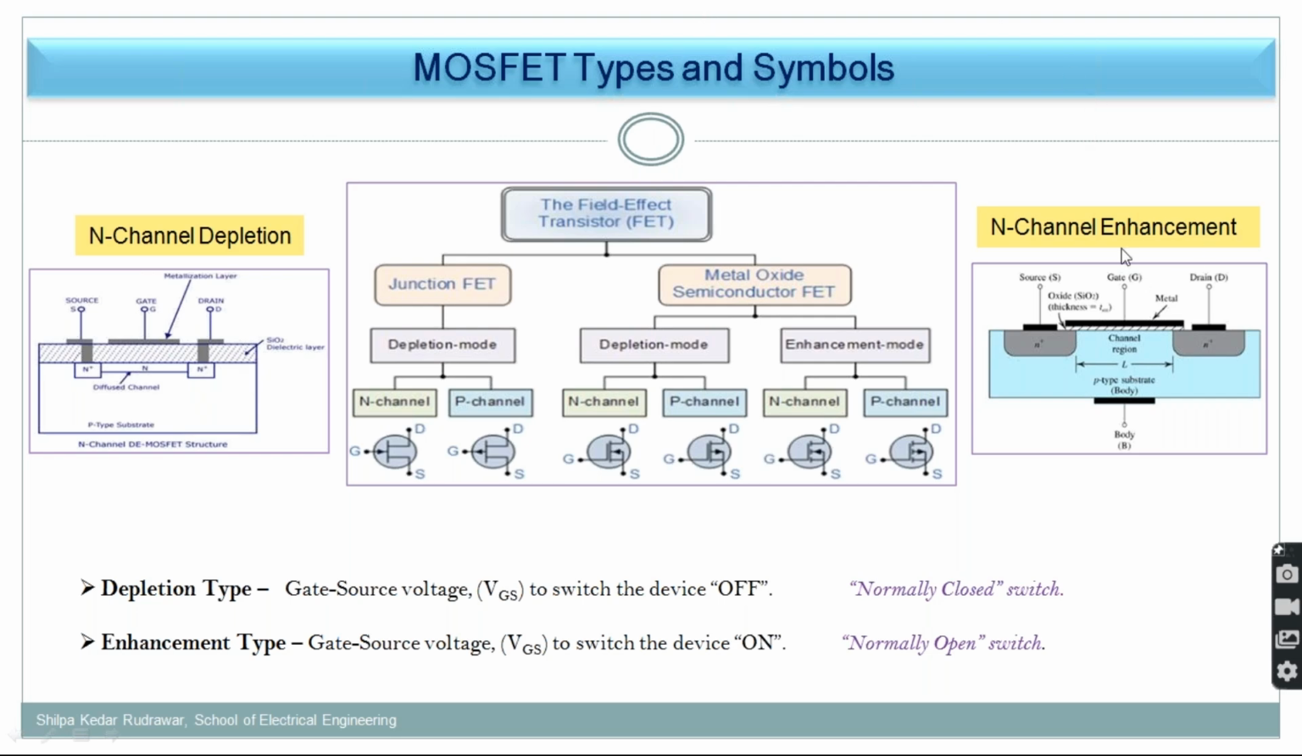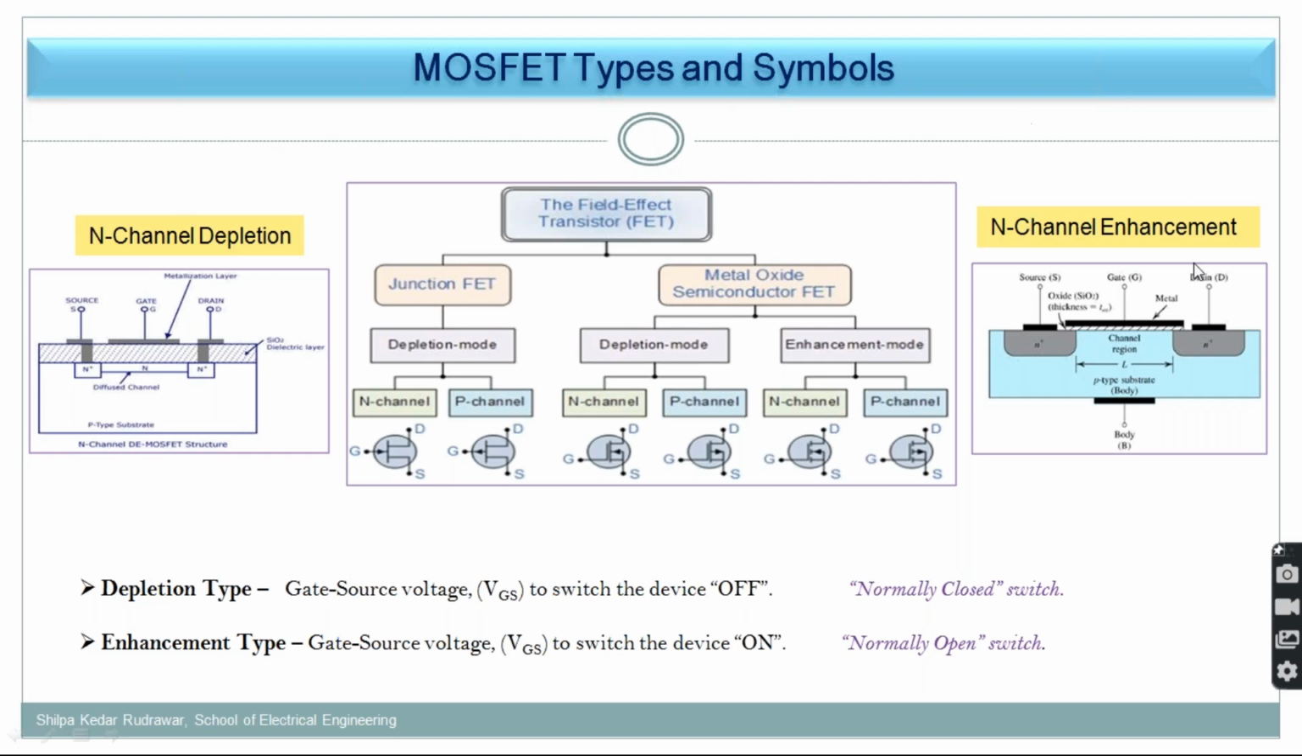But in the enhancement type of MOSFET, there is no inversion layer or channel. I need to apply VGS so that a channel forms, and when VDS is applied, current will flow. So this is the normally open switch. Once you apply gate voltage, a channel forms, and upon the application of VDS, current will flow. Hope that is clear. Enhancement means a normally open switch, and the other is a normally closed switch.